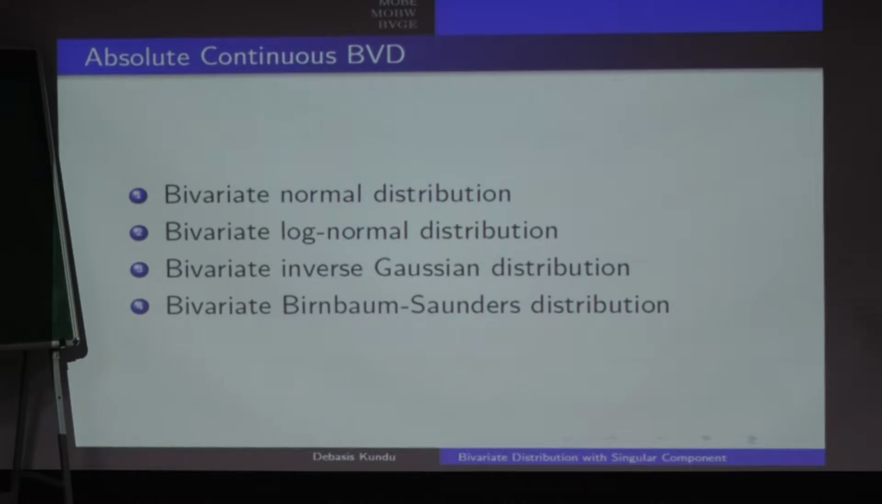These are some of the very standard bivariate distributions. If you look at the bivariate normal, clearly the probability X equals Y is 0. Same thing with the bivariate log normal, probability X equals Y is 0. The bivariate inverse gamma distribution is also the same, and so is the bivariate Birnbaum-Saunders, which is becoming quite popular nowadays, but it is still absolutely continuous, so probability X equals Y is 0. So we cannot have that.